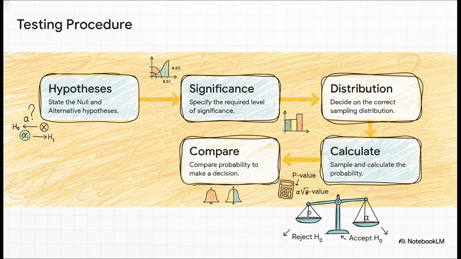Step 4, you actually go out, take your random sample, and calculate the probability that a sample result would diverge as widely as it has, assuming the null hypothesis is actually true. And finally, step 5, you compare that calculated probability directly to your significance level. If it's smaller, boom, you reject the null. If it's larger, you accept it. It is a beautifully logical decision-making flow.